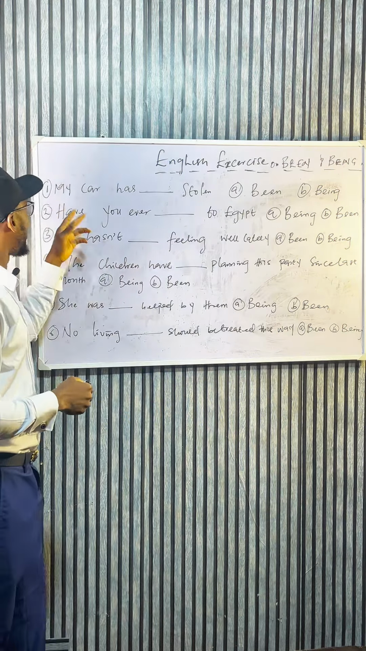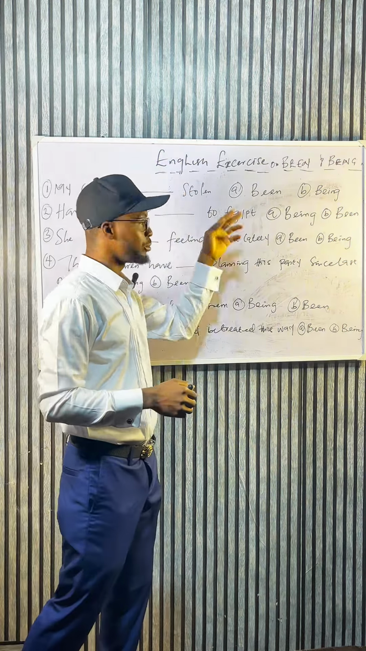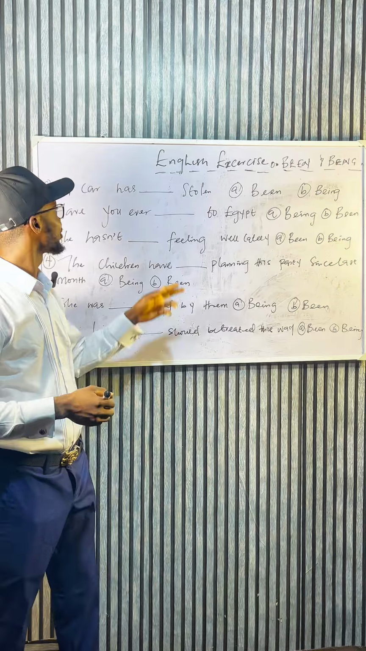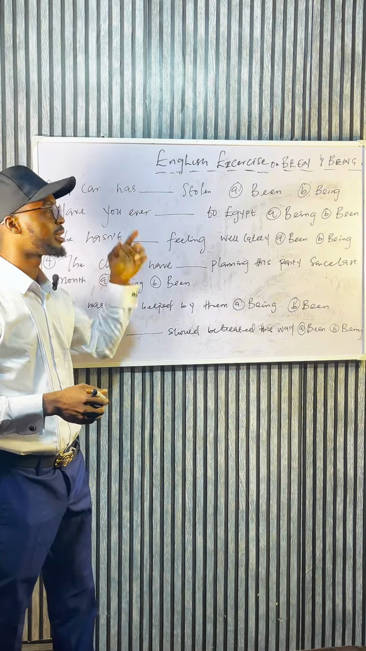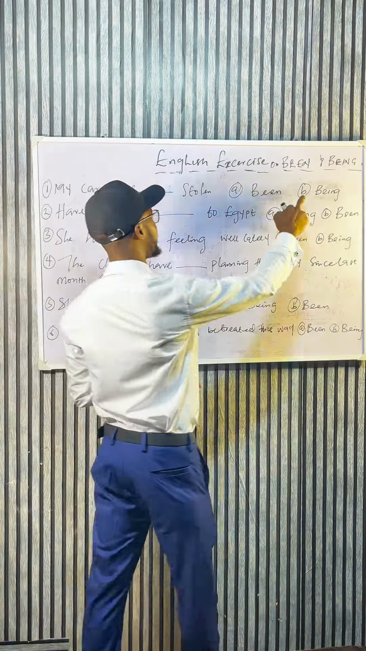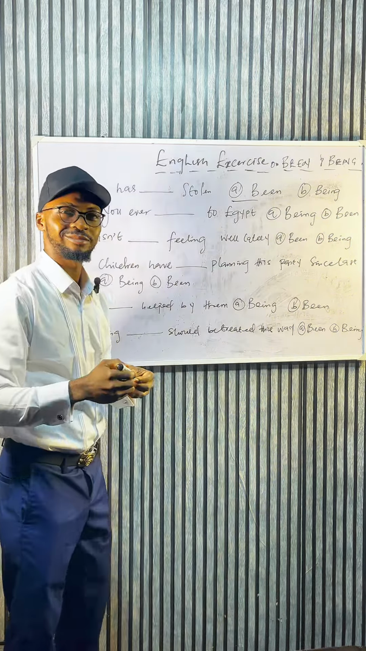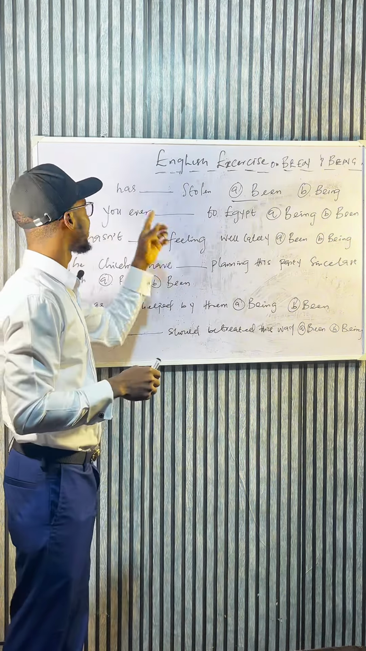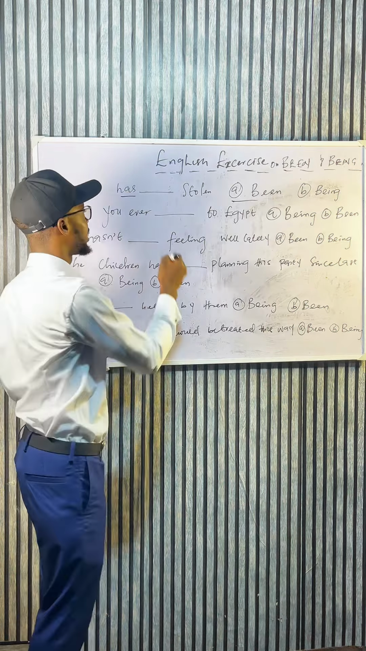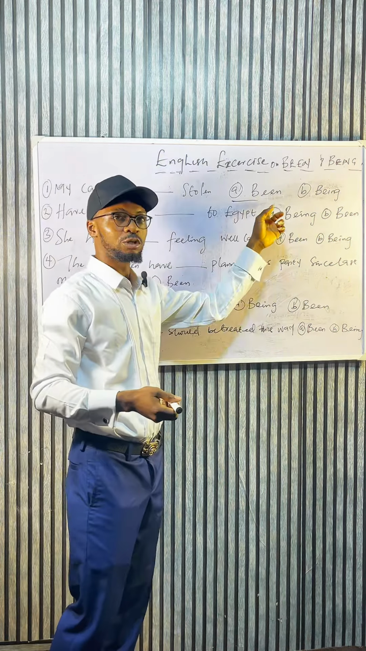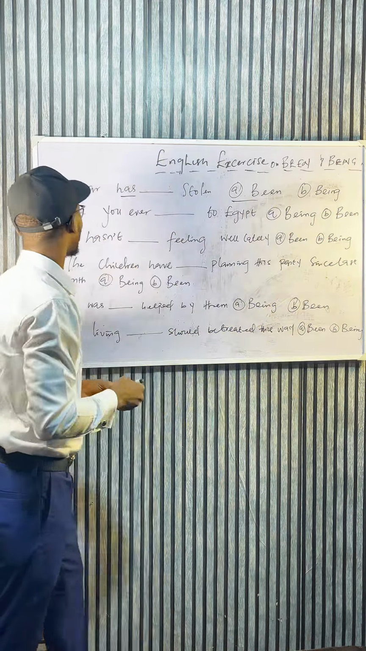Okay, let's go. "My car has stolen." You already have "has" here, so you don't have to use "being". It's "my car has been stolen." Did you get that? Because of this "has", I use "been", not "being".